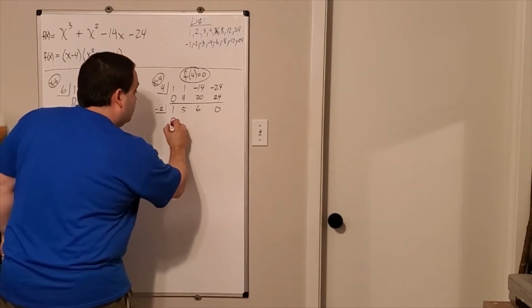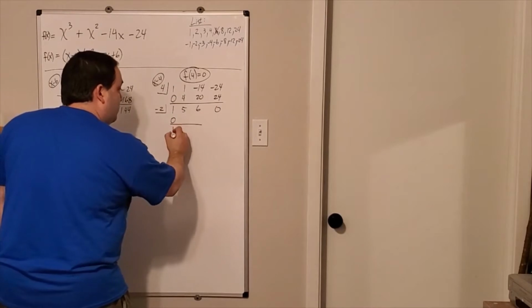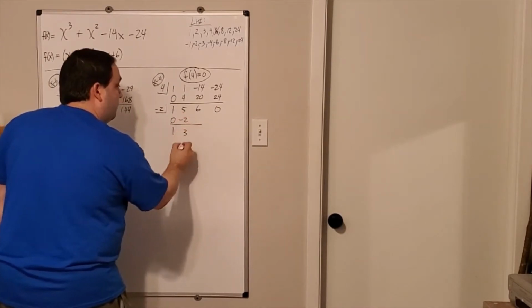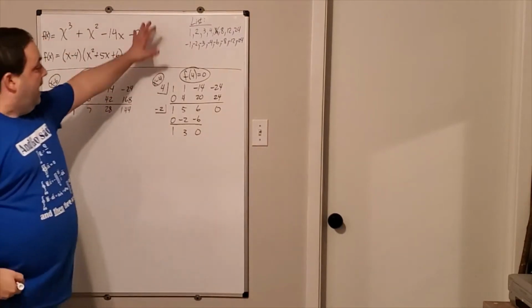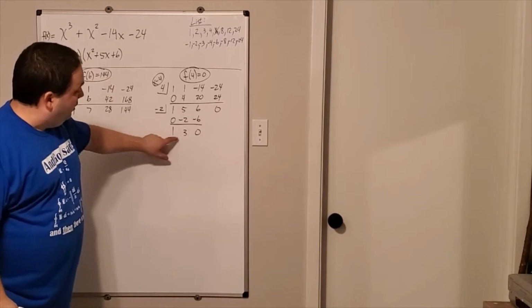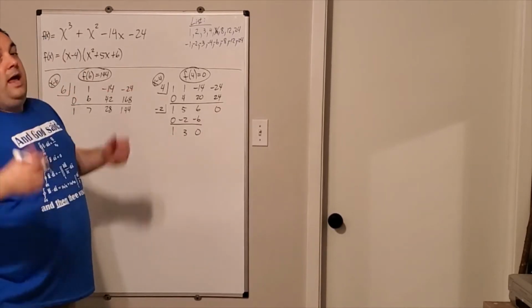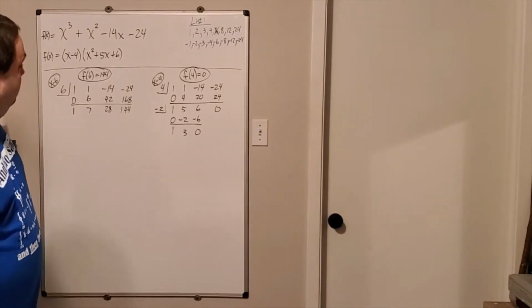I can put another 0, draw a shorter line, and do another synthetic division. 1, negative 2, 3, negative 6, 0. Okay? And at this point, I can realize that I'm done, because the thing that I have left over here is just an x and a number, and that's going to be prime. Right? Let's write down and see what we have here.